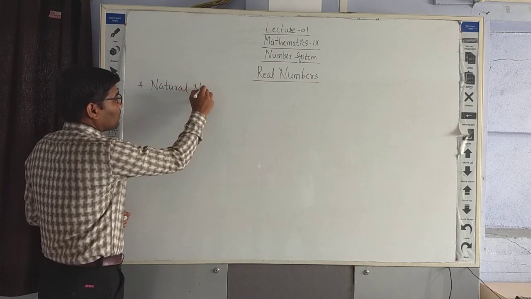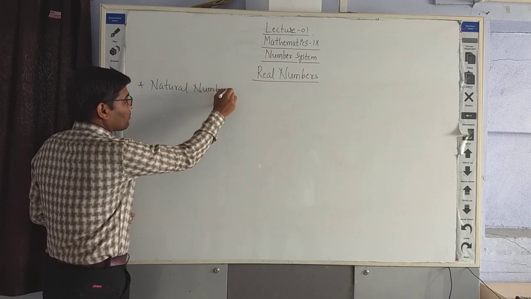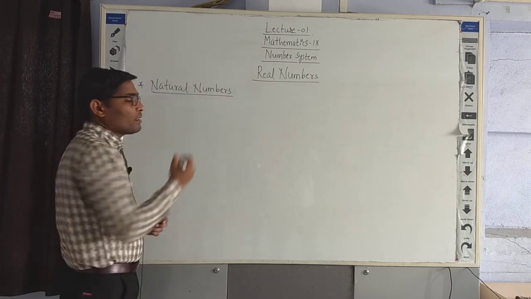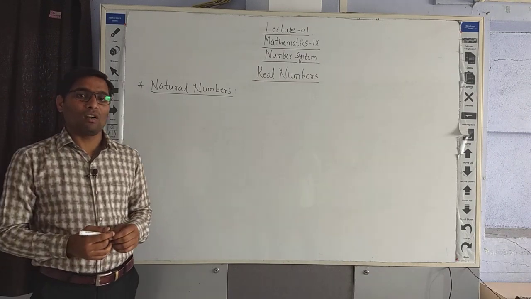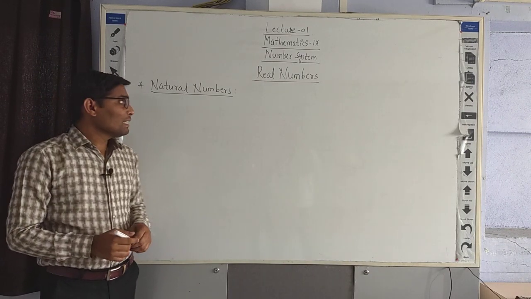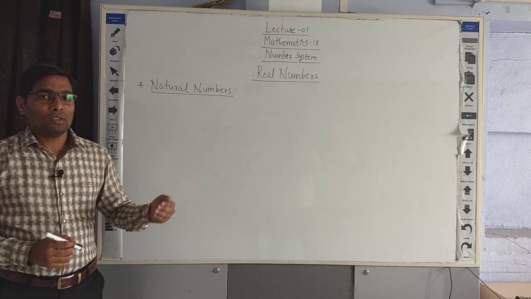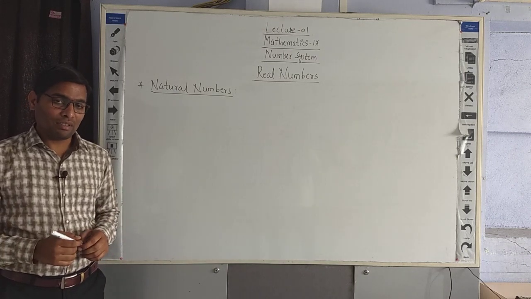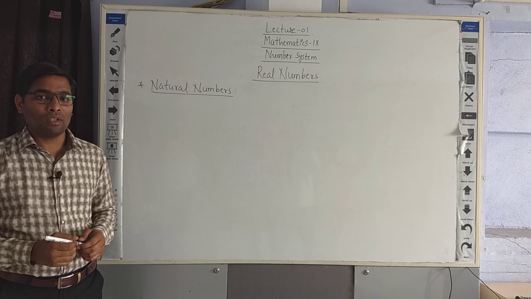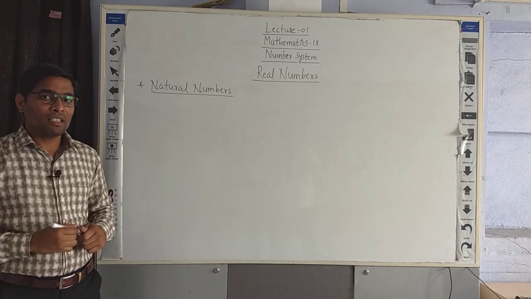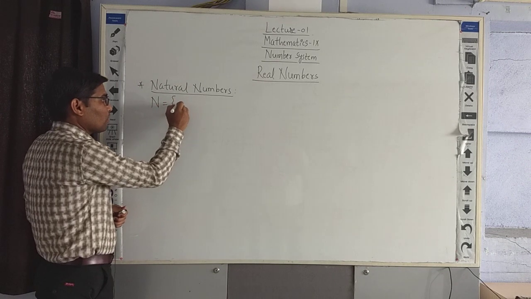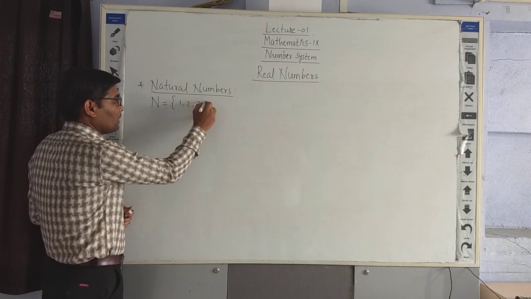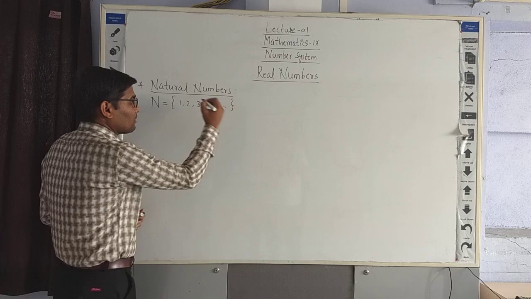natural numbers. Natural numbers means counting numbers which start from 1, and capital N is used to indicate the set of natural numbers. Example: 1, 2, 3, 4, etc. up to infinity. Let's write the example: capital N equals 1, 2, 3, 4, dash dash.